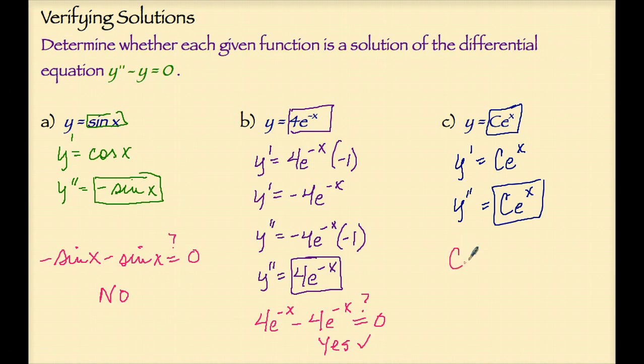The second derivative, c e to the x, minus the original function, c e to the x, and the question is, does this equal 0? Of course we see that it does, which means we have found a second solution for this particular differential equation. There could be more, the idea being that any function such that the second derivative minus the original function equals 0 would be a solution of this differential equation.